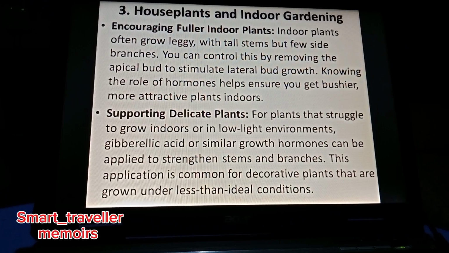Houseplants and indoor gardening. Encouraging fuller indoor plants. Indoor plants often grow leggy with tall stems but few side branches. You can control this by removing the apical bud to stimulate lateral bud growth. Knowing the role of hormones helps ensure you get bushier, more attractive plants indoors. Supporting delicate plants. For plants that struggle to grow indoors or in low light environments, gibberellic acid or similar growth hormones can be applied to strengthen stems and branches. This application is common for decorative plants that are grown under less than ideal conditions.